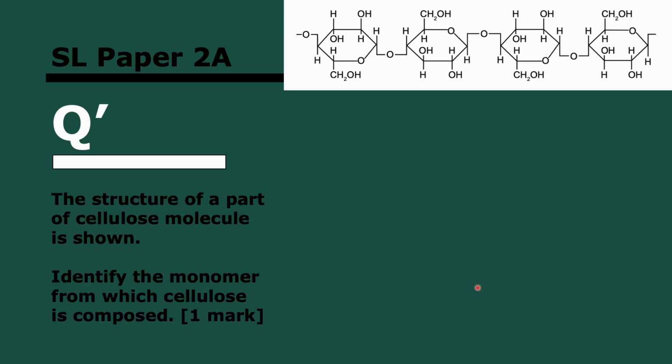Moving on. So this is the last question. So the structure of a part of cellulose molecule is shown. Identify the monomer from which cellulose is composed for 1 mark. So super simple. 3, 2, and 1. Beta glucose, right? Remember, starch and glycogen are made from alpha glucose, cellulose is made from beta glucose.